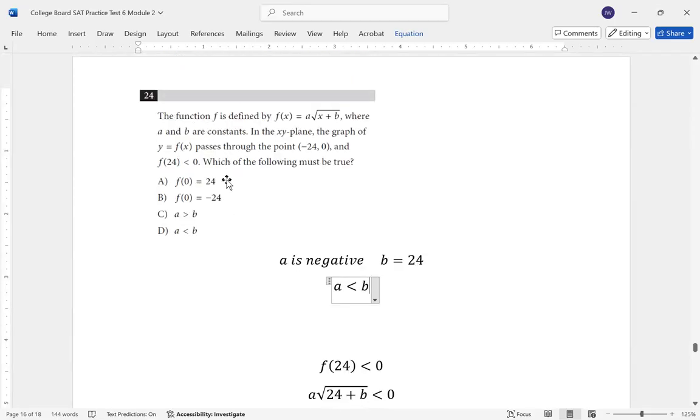Now, if you had any doubts, you could actually check the other options as well and see that they don't make sense. If you plug in a 0, you are not guaranteed to get 24. If you plug in a 0, you are not guaranteed to get negative 24. And then the only two options that are left are these two. And through our deductive reasoning, we see that number A has to always be less than number B. A has to be less than 24. So D is the answer to question 24.